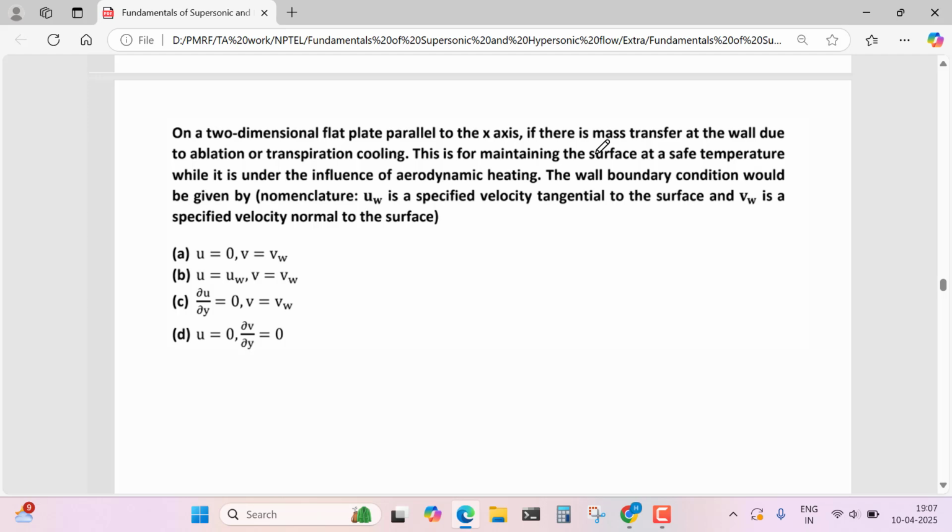Option A, U equal to 0, V equal to VW. Option B, U equal to UW, V equal to VW. Option C, dou U upon dou Y equal to 0, V equal to VW. Option D, U equal to 0 and dou V upon dou Y equal to 0. So what is the answer for this problem?